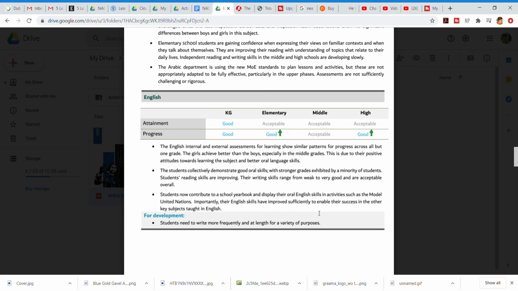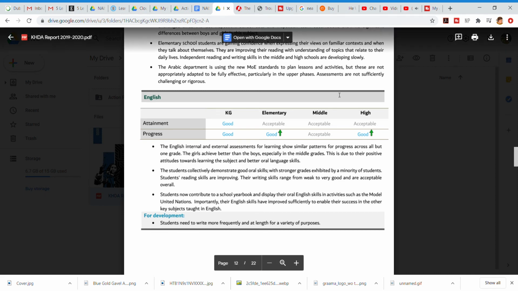The focus point is students need to write more frequently and at length for a variety of purposes. So we should have in our action plan, not should, we must have in our action plan something that deals with writing frequently and at length for a variety of purposes. This is actually a lot because it's talking about writing more, which is the abundance, making sure it's characteristically done at all times, and at length, which is timing.